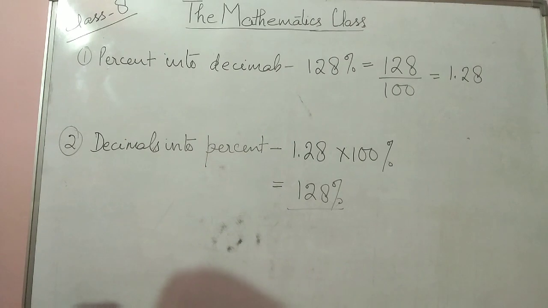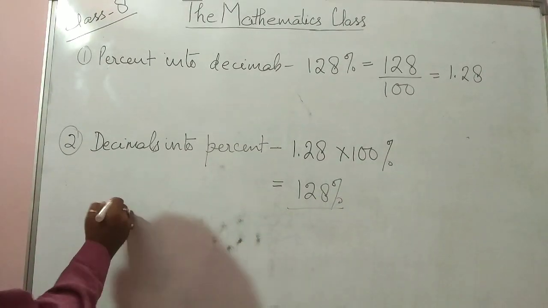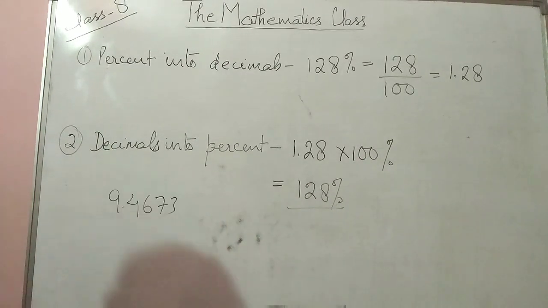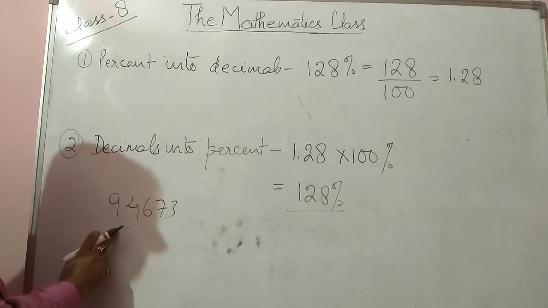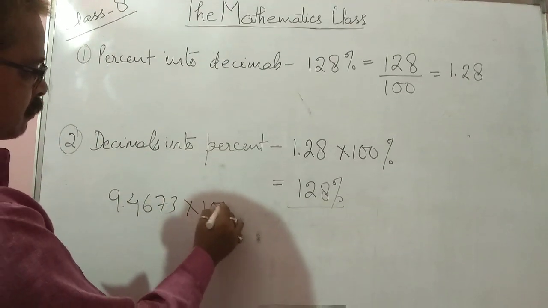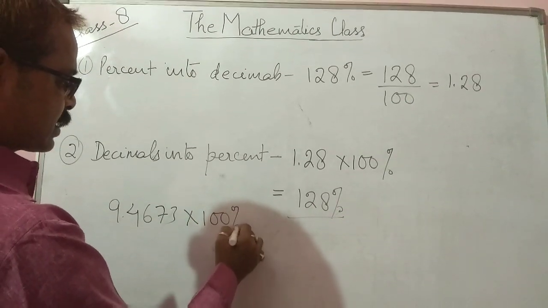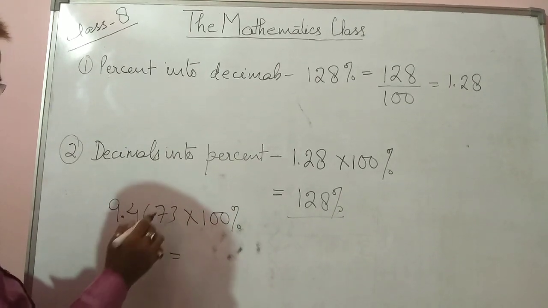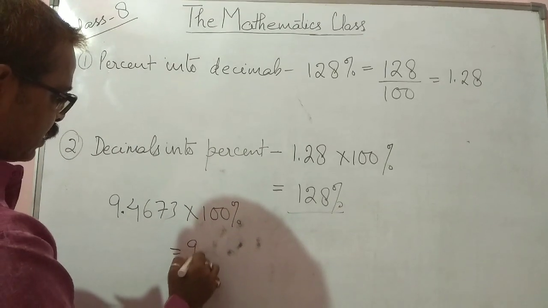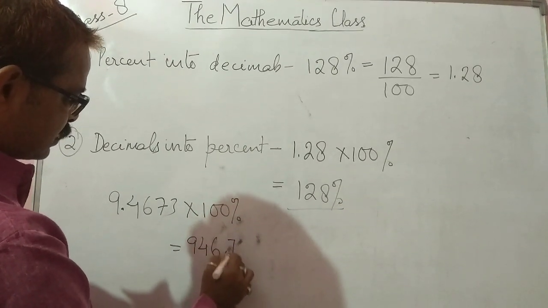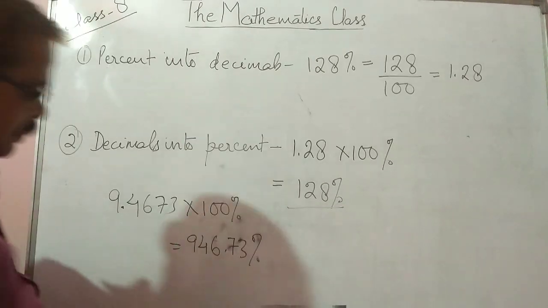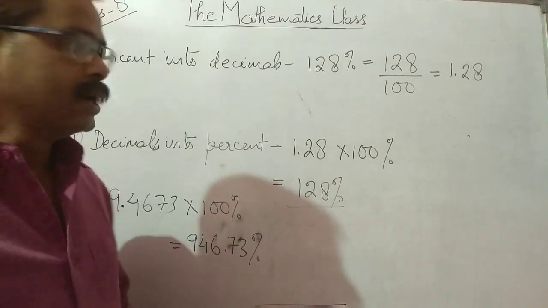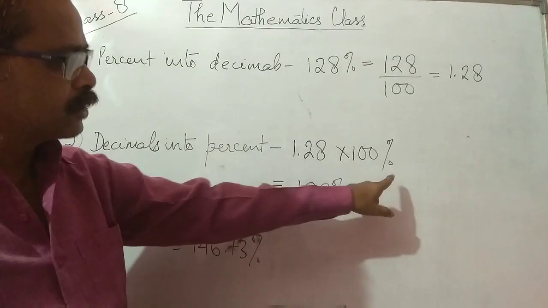That's all. What do we do in decimals? Whatever decimal, suppose I say 9.4673. Now this decimal has to be converted to percent. So what do we do? We simply multiply by 100 and put a percentage sign. When you multiply by 100, the decimal will shift two positions towards the right. So that will be 946.73%.